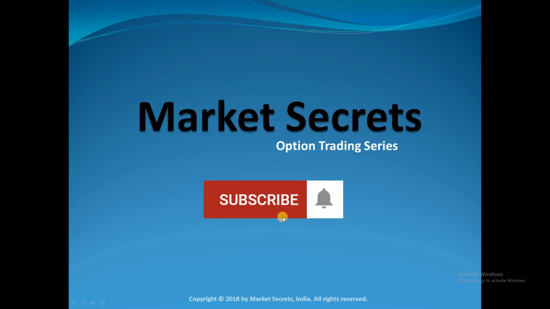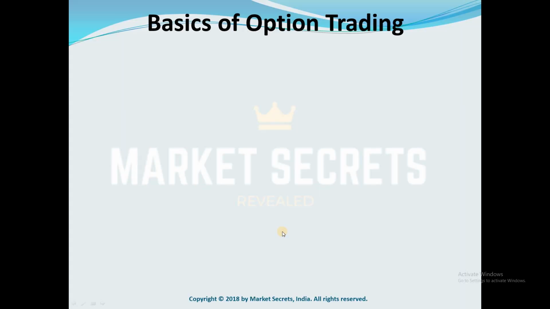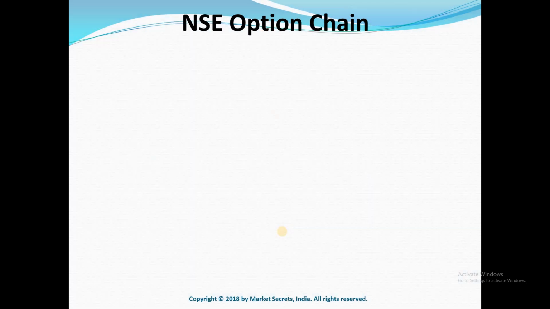Basics of option trading. This is what we are going to see today in Market Secrets option trading series. So let's get started. Basics of option trading. When it comes to option trading, there are two options. You can either be a buyer or you can be a seller. If you are an option buyer, there is good news. Your risk will always be low and your reward will always be high. What does it mean? Let's see it in detail.